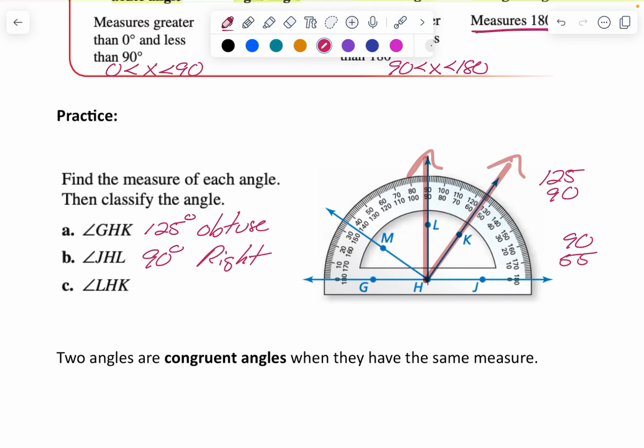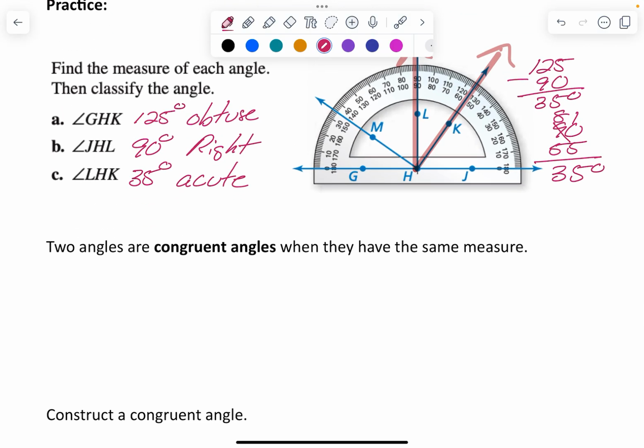But what we're going to do is find the difference between those two numbers. So 125 minus 90 is 35 degrees, and 90 minus 55 is 35 degrees. So no matter what numbers you pick, you get the same answer. So it's 35 degrees, and it is an acute angle.